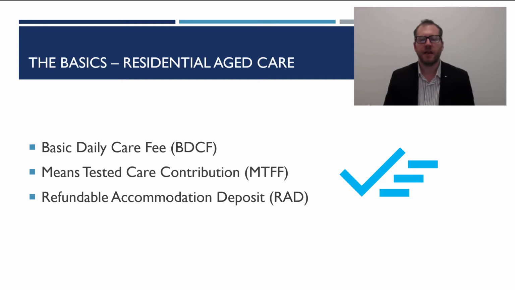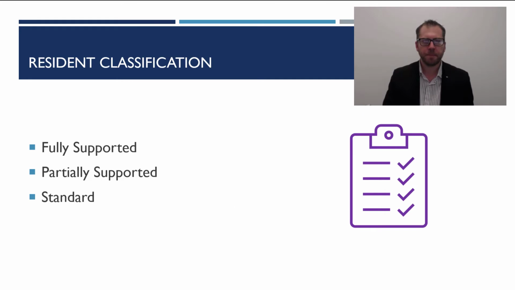Now, the means tested care contribution fee is calculated based on a resident's income and assets. So as assets and income fluctuate, either going up or going down, so too will that fee. So it's an additional fee for those residents who can afford to pay an additional amount in care. Now, the refundable accommodation deposit, or RAD for short, is the main fee we need to consider. This is this big lump sum cost that is often quite scary when it's spoken about around the family table, and the one decision that really needs a lot of respect and a lot of time taken to make sure the decision made is the correct one.